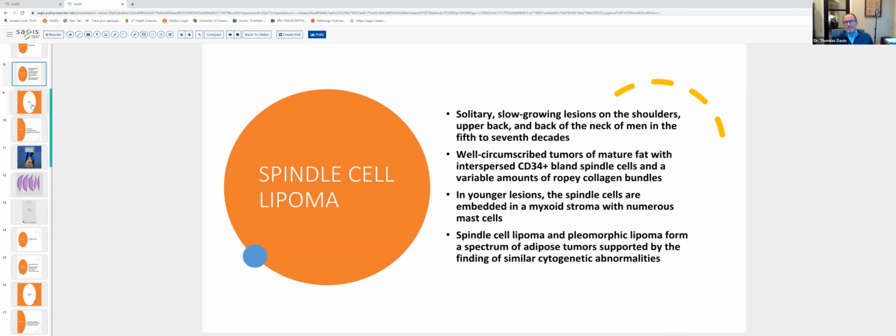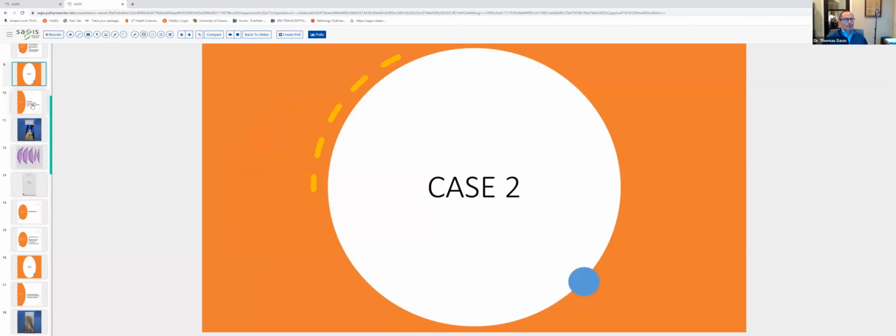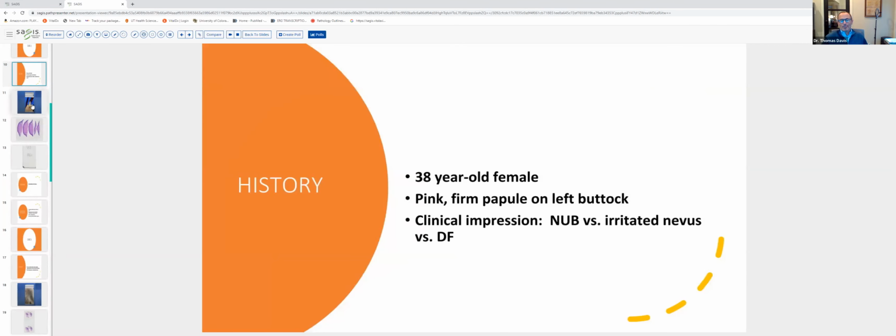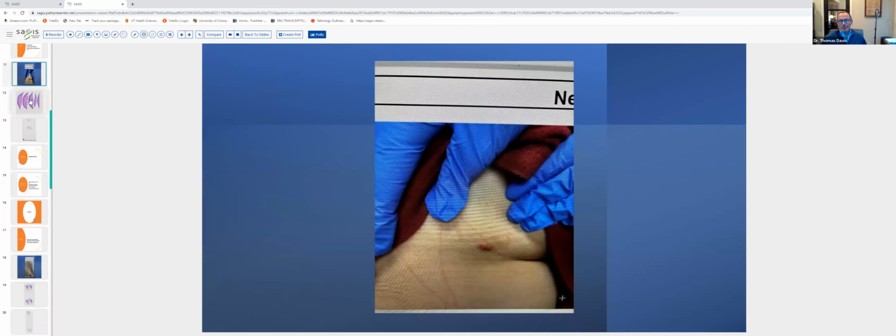So you have to look at several areas, several sections to get a feel for any of these large tumors. Let's go ahead and move on to case number 2. Case number 2, the patient was a 38-year-old female. She presented with a firm papule on her left buttock, which was pink. And the clinical impression was that of NUB versus irritated nevus versus DF.